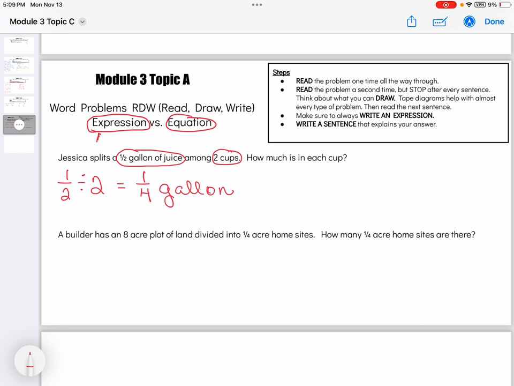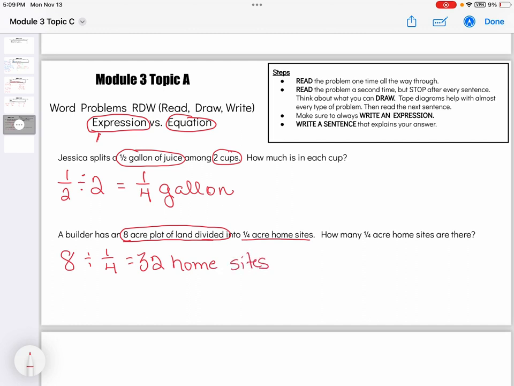Okay, the next one. A builder has an 8-acre plot of land divided into 1/4 of an acre home sites. How many 1/4 acre home sites are there? So again, you have to ask yourself, what are you splitting up? Well, you're splitting up the 8 acres of land. So I'm going to have 8 divided by 1/4. And that gives me 32 home sites.